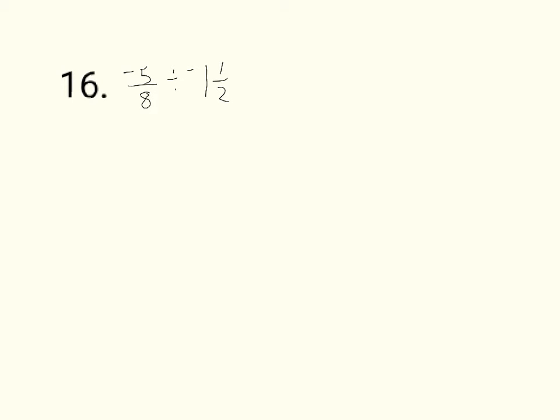Negative 5/8 divided by negative 1.5. I'm just going to take this one step at a time. Less likely to make a mistake. Not going to do keep, change yet, but I'm going to write 1.5 as a mixed number. It should be negative 3/2.